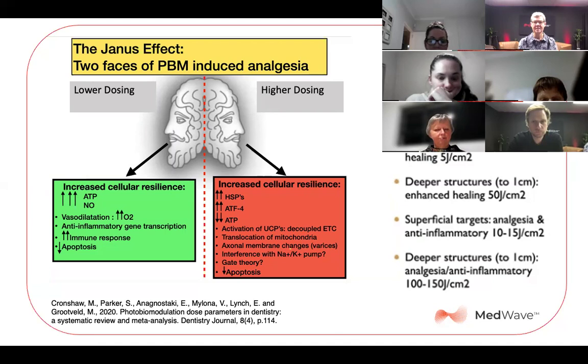So just a general consensus, and again, we're talking more in the sense of panels, is you get enhanced healing with a lower dose. As you go with a slightly higher dose, you might get sort of superficial anti-inflammatory, nice little soothing response. You can get deeper structures healing. When you get to the higher dosing, you start to get analgesia. So there's different things happening at different doses.